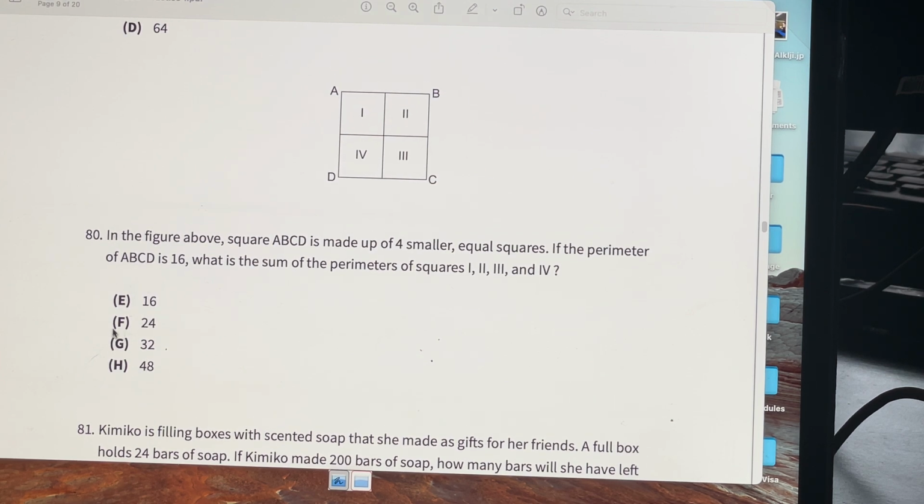So we want the sum of the perimeters of squares 1, 2, 3, and 4. Okay. The perimeter of the square ABCD is 16, which means this is 4, this is 4, this is 4, this is 4, which means this is 2, that's 2, that's 2, and that's 2, right? So the perimeter of each square is 8, and 8 times 4 is 32 because there are 4 squares.